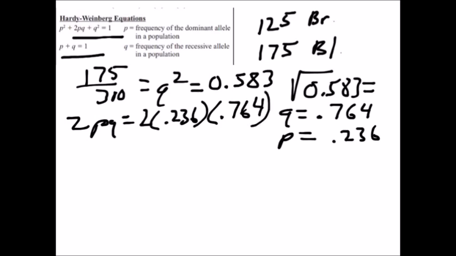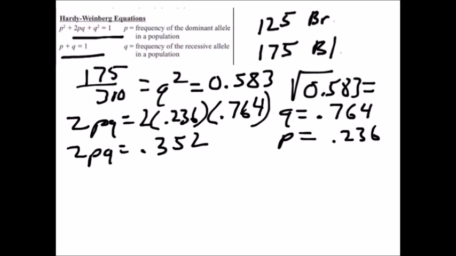2 times 0.236 times 0.764, and we end up with 0.352. That's our frequency of heterozygous individuals. We're saying that about 35.2% of the individuals in this population should be heterozygous.